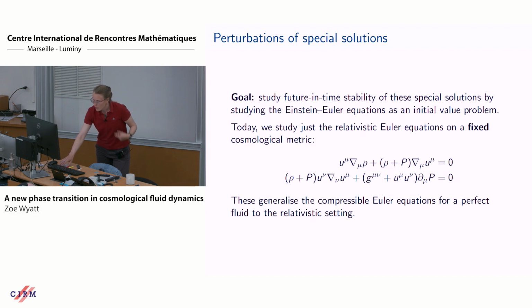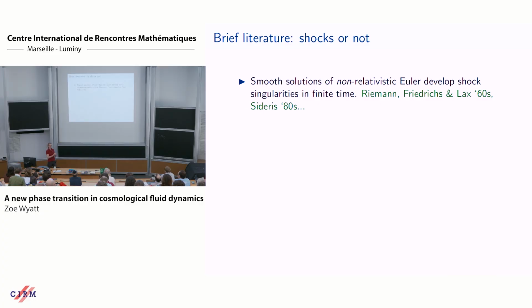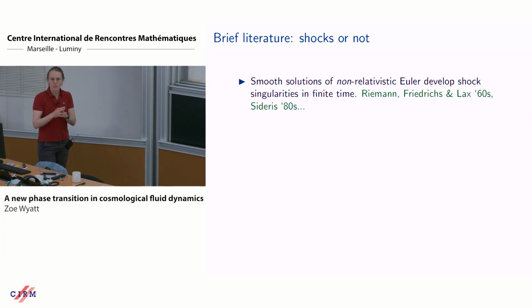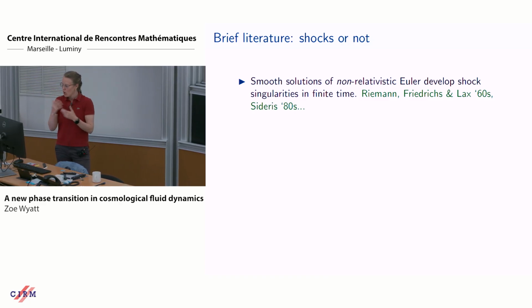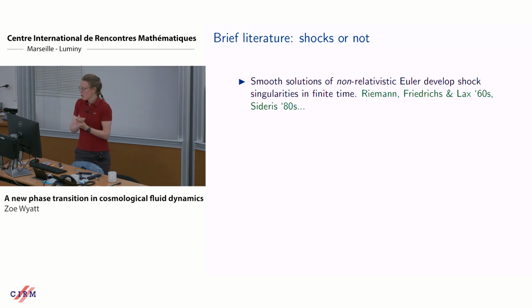So let me give you a brief reminder of some of the literature. We're talking about fluid equations, so your question could be, could a shock develop or not? What kind of global dynamics can I have? Just to remind you, in the setting of non-relativistic fluids, it's very canonical that smooth initial data can lead to shock singularities in finite time. So the first derivative of one of your fluid variables would go to infinity. This goes back to work of Riemann and many works since then.